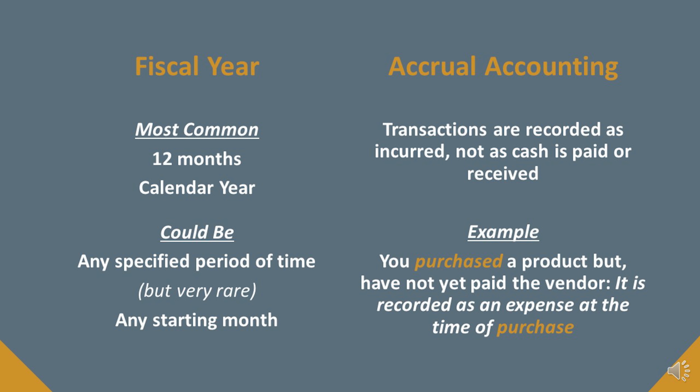A fiscal year is a stated period of time during which an organization records its activities and operations. The most common is a 12-month time period, and it follows the calendar year. But it could be any specified period of time, although it's rare to be anything other than 12 months, and it could start and end in any month during the year. Accrual accounting records transactions as they are incurred, not as cash is paid or received. So as an example, if you purchased a product but you have not yet paid the vendor, it's still recorded as an expense at the time you make the purchase rather than waiting until the cash is paid.